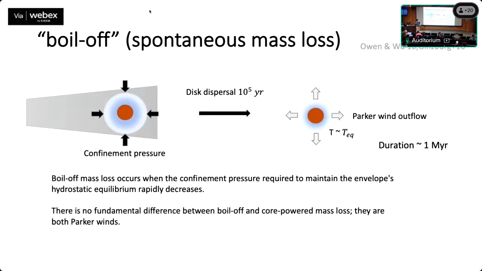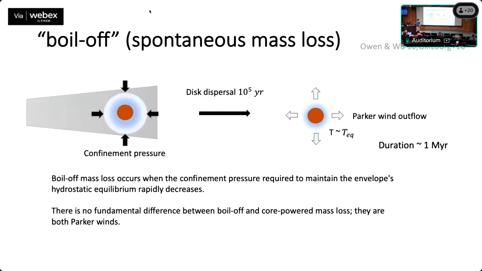Actually, there is another mass loss mechanism that has been understudied, or at least underrepresented at this workshop. It's called boil-off. Boil-off is triggered by disk dispersal. When the disk starts to dissipate, the confinement pressure declines, so it's harder and harder for the planet to achieve hydrostatics in the atmosphere, so it has to outflow following a Parker wind. It operates on a megayear timescale, so it's a very short-lived escape.